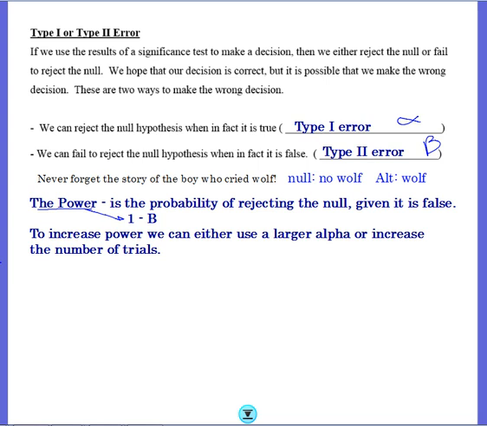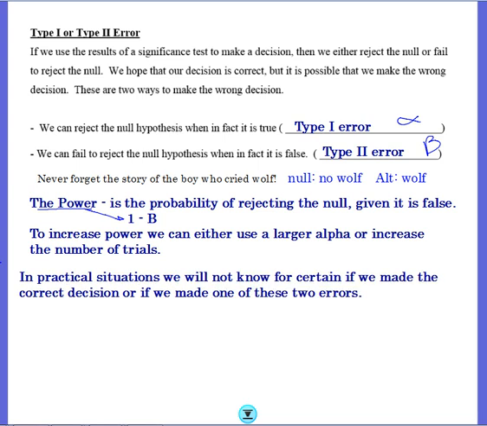I'm going to use the word accept. I don't want to, but I'm going to. Essentially, when we reject the null because it's false, that means that we're accepting the alternate, which is essentially what we want. But again, we don't say accept. So to increase the power of a problem, you can use a larger alpha level, or you can increase the number of trials that something has occurred.